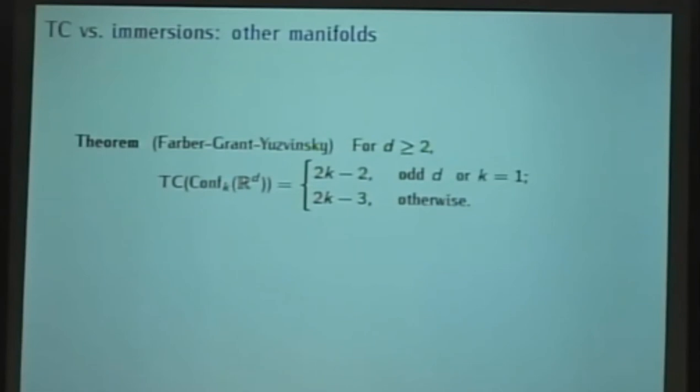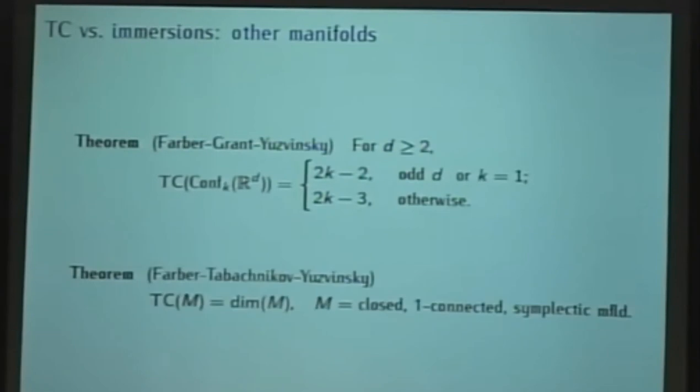It is also worth mentioning what happens for complex projective spaces, namely the immersion problem for complex projective spaces is also an open problem. It might be a little bit simpler to consider, but still is open, and yet the topological complexity of complex projective spaces is easy to compute. More generally, this is true for any closed, simply connected manifold with a symplectic structure.